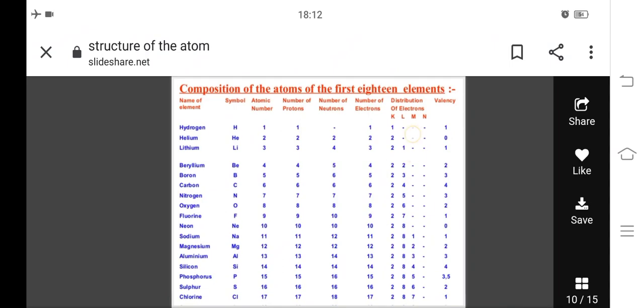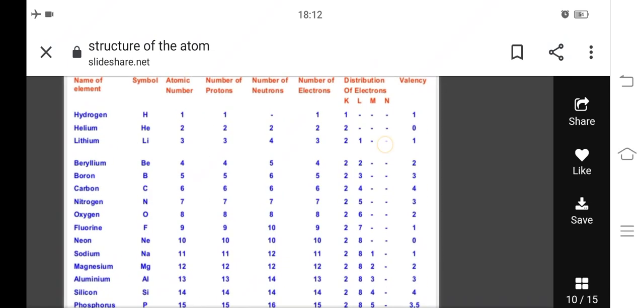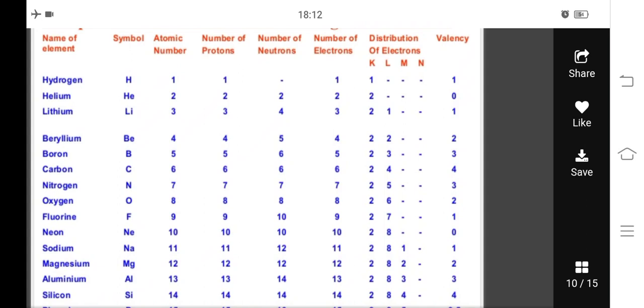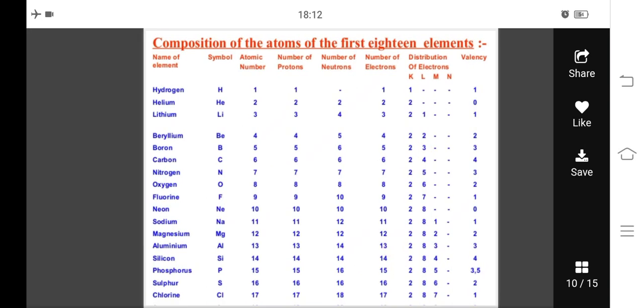Fine kids, I hope that you understand the concept, right? So in this way the concept of valency is there.